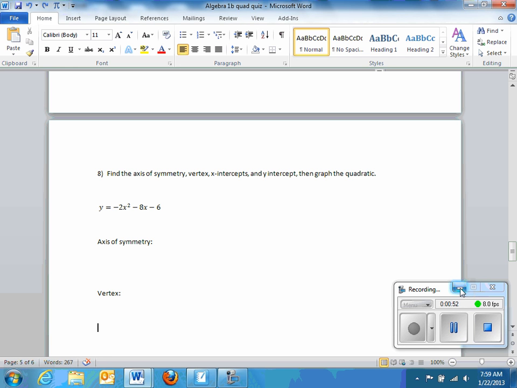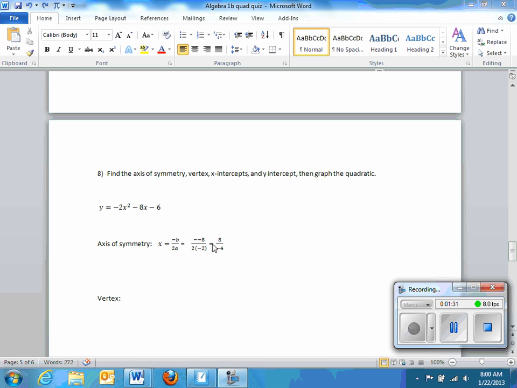So let's start off by finding the axis of symmetry. For the axis of symmetry, you have to use the equation x equals negative b over 2a. So we'll be using this equation here, and again, the b is the negative 8, the a is the negative 2. Since we have a negative b, we're going to have a negative negative 8 divided by 2 times negative 2. So replacing the b with negative 8 and the a with negative 2, we get this. Let's calculate what this value is.